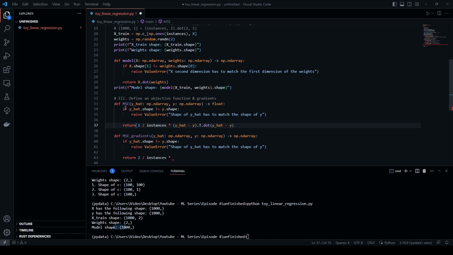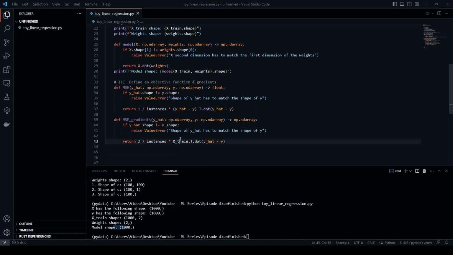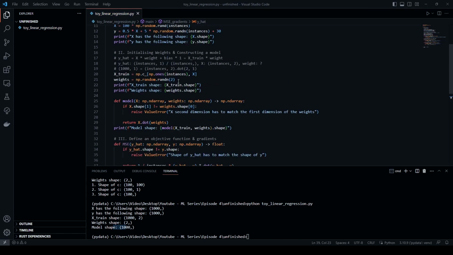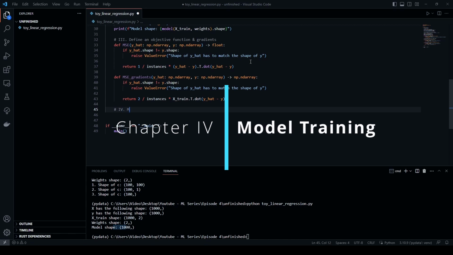Note, the MSE gradients is essentially our loss function differentiated with respect to the weights. So when we take the derivative of the mean squared error with respect to our weights, we get the 2 from the squared value. Then we have to apply the chain rule, because y hat, remember, is x train times the weights. If we differentiate with respect to the weights, we get x train. So what we get is the transpose of x train, then the dot product with y hat minus y. So far so good. We don't need to pass x train as an argument to our mean squared gradient, because it's already in scope, and x train will not change. Only the weights will change during the training process.